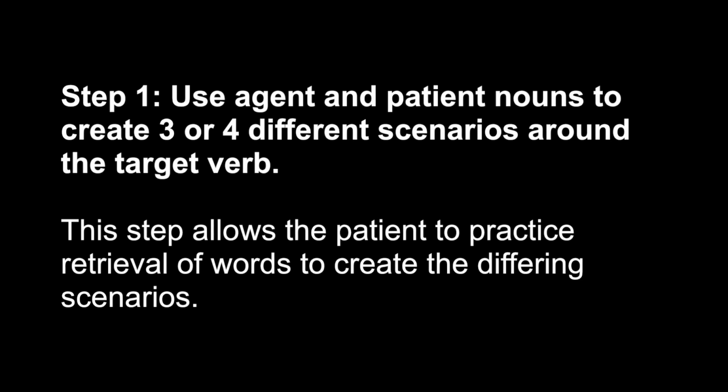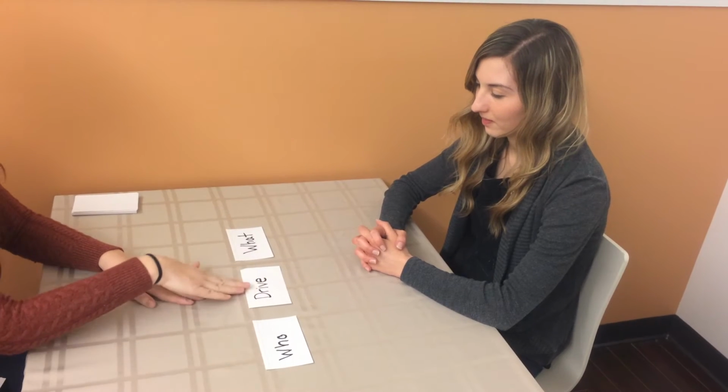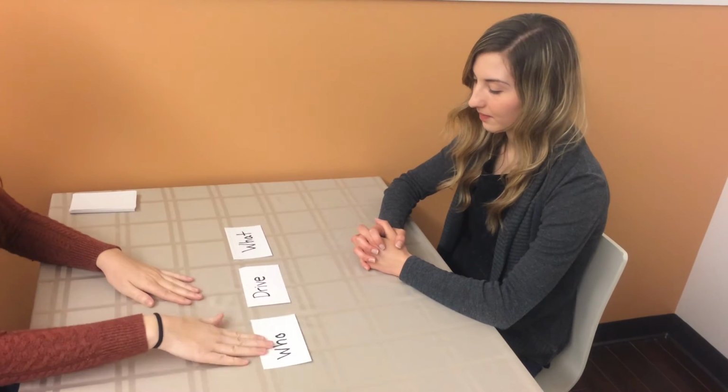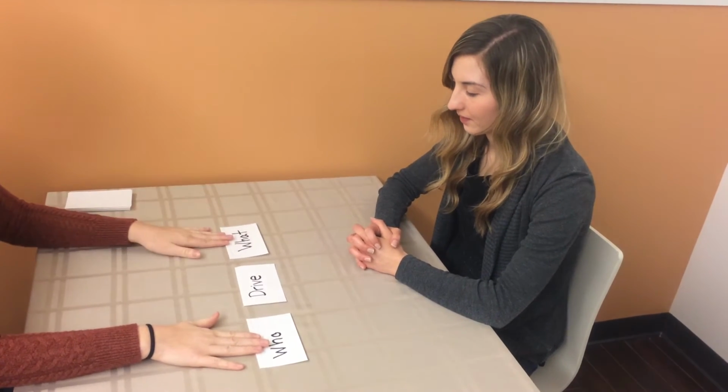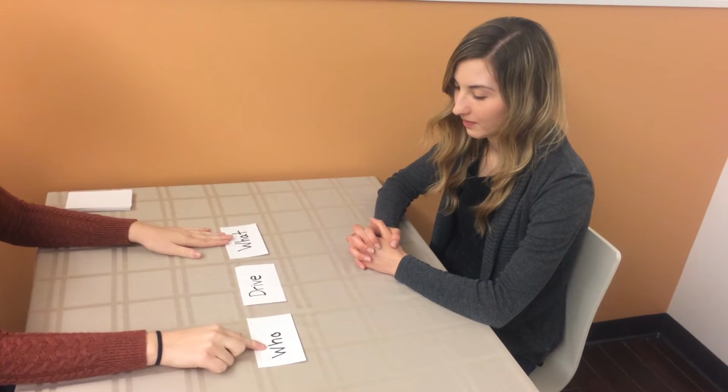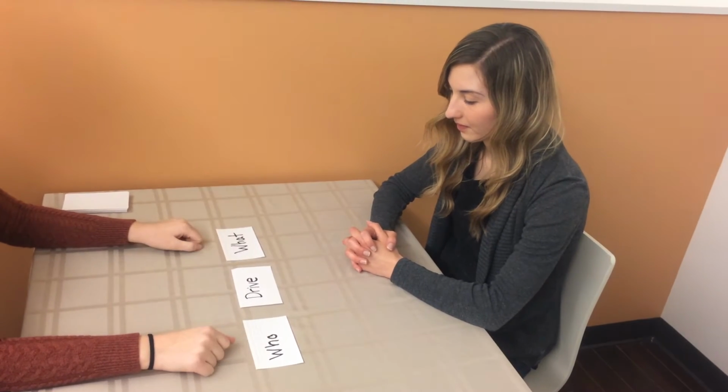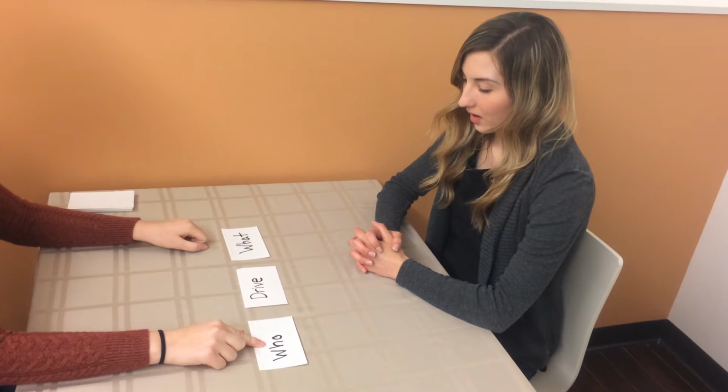Step 1. Use agent and patient nouns to create 3 or 4 different scenarios around the target verb. This step allows the patient to practice retrieval of words to create the differing scenarios. First, we're going to look at the verb drive. We're going to think of people who drive and what they drive. These cards say who and what. Can you think of a person who drives something?